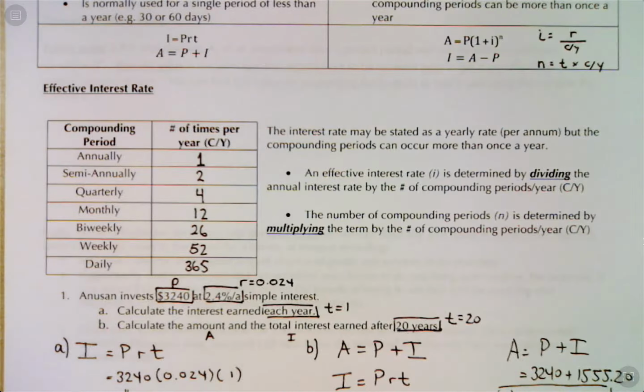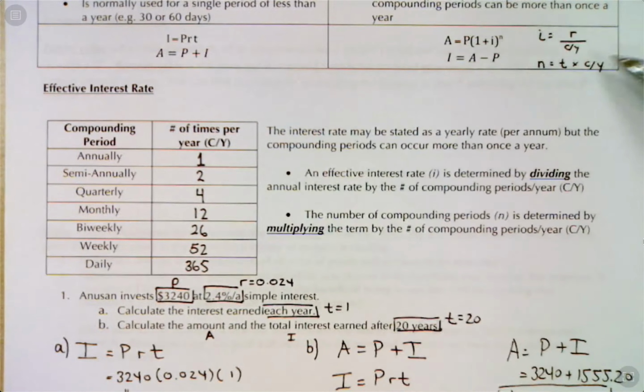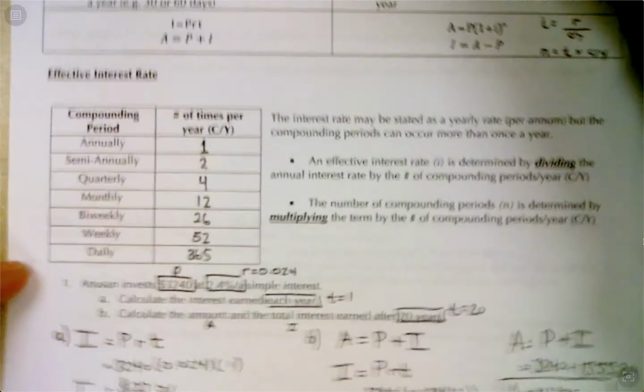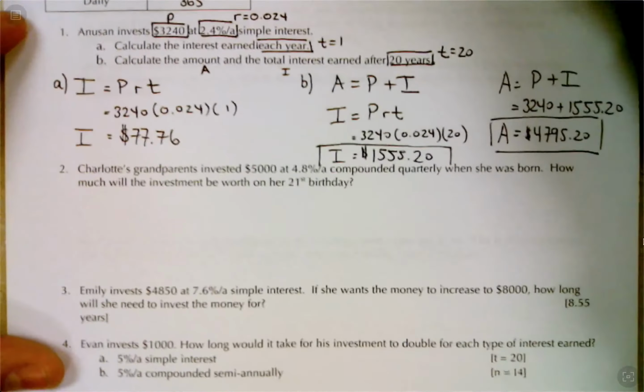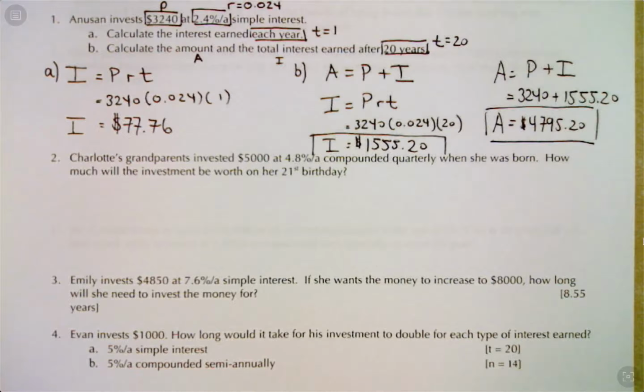Okay. So why is this important? Well, this number is what we use to find the effective interest rate and the number of compound periods per year. So let's do an example. Charlotte's grandparents invest $5,000 at 4.8% compounded quarterly when she was born. How much money will it be worth on her 21st birthday?